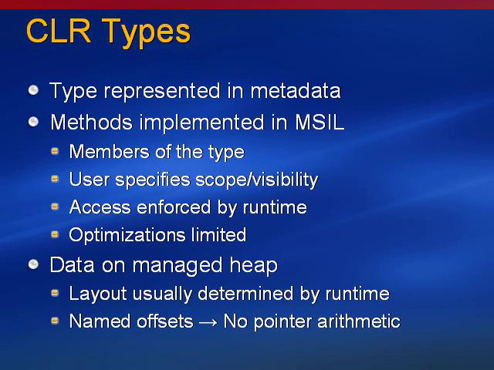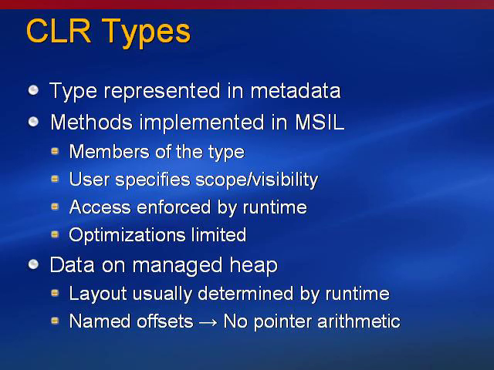Now, if you've got a CLR type, your type is represented fully in the metadata. You've got your full description with all the fields and all the members. The members of the type are implemented in MSIL. All the scope and visibility, so are they private, public, etc., that's all specified in the MSIL. The access to specific members of the type are all runtime enforced. They're compiler enforced as well, but at runtime, make sure that you're not doing anything bad with them. And as a result of some of these limitations, the optimizations are limited. We'll discuss that later on when we talk more about optimizations, and specifically some of the limitations you can run into. All of your data is going to end up on the managed heap if you're using the CLR type.